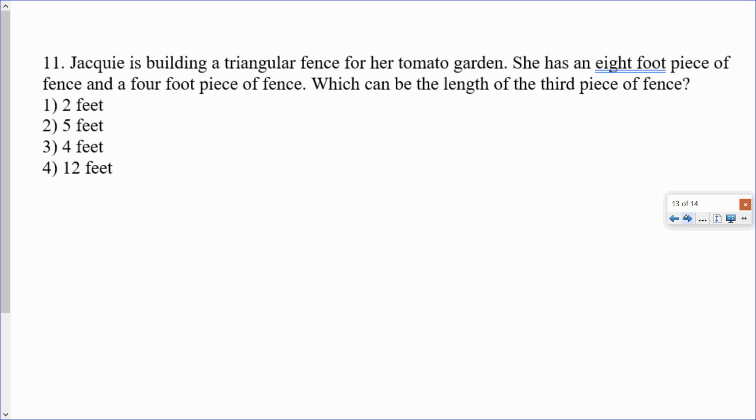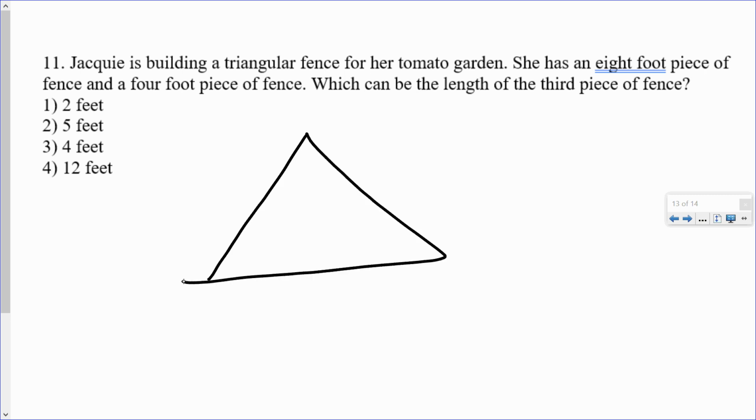Jackie is building a triangular fence for her tomato garden. She has an 8-foot piece of fence and 4, which can be the length of the third. So why don't you try this on your own? Find the range of possible values for the third side, see which of those values is in between them. So pause it, try it on your own. Now that you tried it on your own, I'm going to find the sum. I'm going to find the difference.